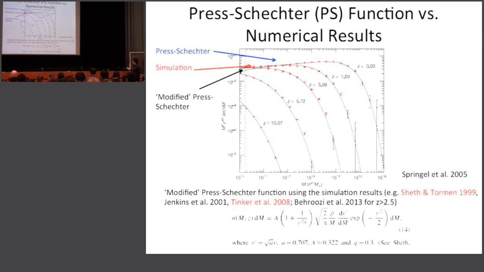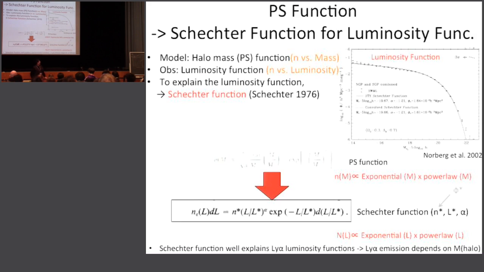So recently, Behroozi et al. show such a modified Press-Schechter beyond redshift 2.5. So this is a very useful way. You never need to run the n-body simulations, but you can easily get the mass function to compare with your observations. And so why I talked about the Press-Schechter function is that this is very related to the luminosity function.